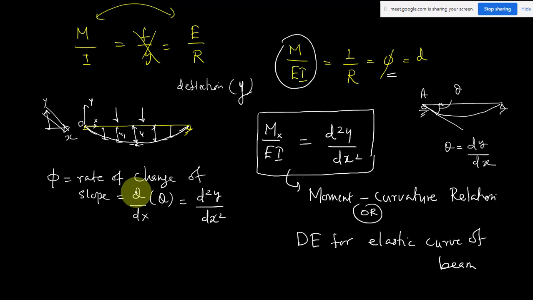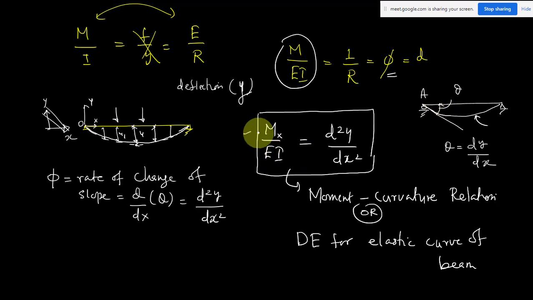I will be able to draw it, and that is why we call this equation the moment curvature relation, because M is the moment and this quantity d square y by dx square is called curvature. Also we can write the differential equation for the elastic curve of the beam. Elastic curve is nothing but the deflected shape of the beam. Okay, this is your elastic curve.